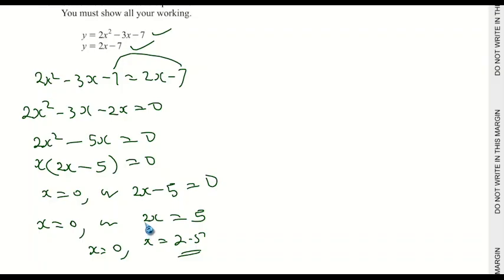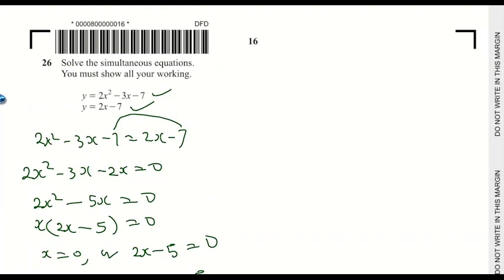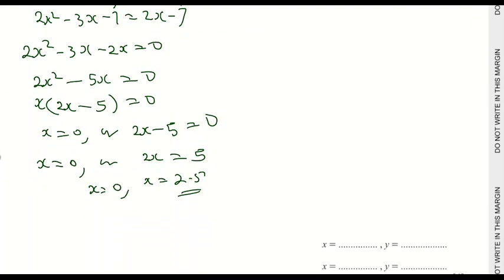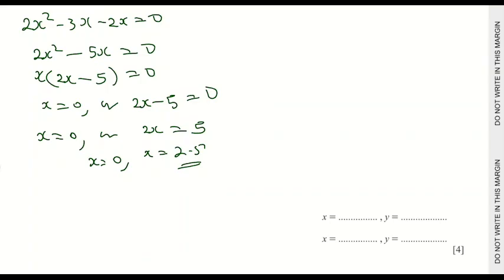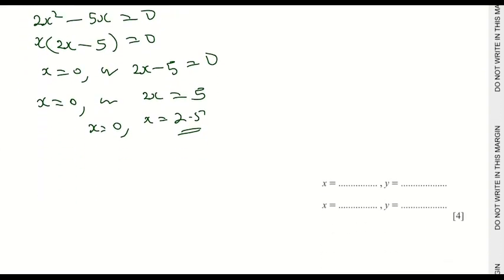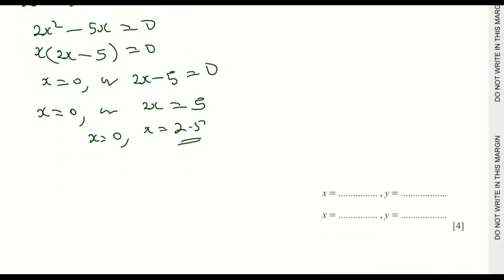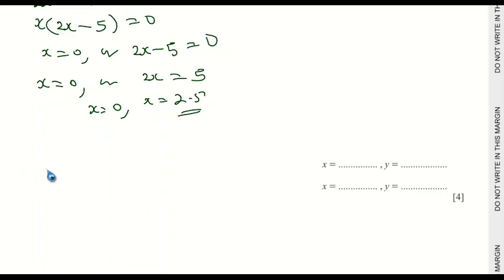So let's scroll up here. We need to find the values of y when x equals 0 and when x equals 2.5. Using this equation, y equals 2x minus 7, when x equals 0, the whole of this term will be 0. So we have negative 7. So we have x equals 0 and y equals negative 7.